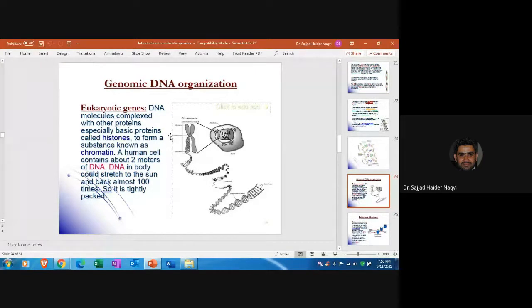As I was saying, the way the DNA is organized within the body is very, very important, and this process is called supercoiling. You can see that the DNA molecules are complexed with proteins called histones. Histones are like a rod where the DNA is wound around the histone proteins to make it compact, and as a result the structure formed is called chromatin. As I already shared with you, a human cell contains about 2 meters of DNA. One human cell, that means 46 DNA molecules, if stretched together, the length is 2 meters. The DNA in the body, if we calculate, could stretch to the sun and back almost 100 times. That shows how tightly it is packed together so that it can reside within the nucleus.